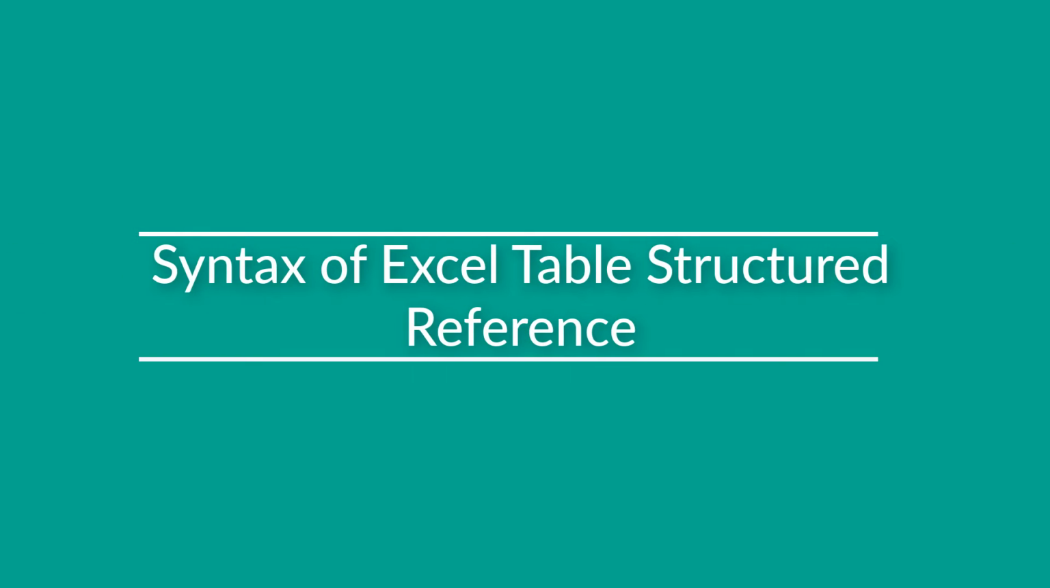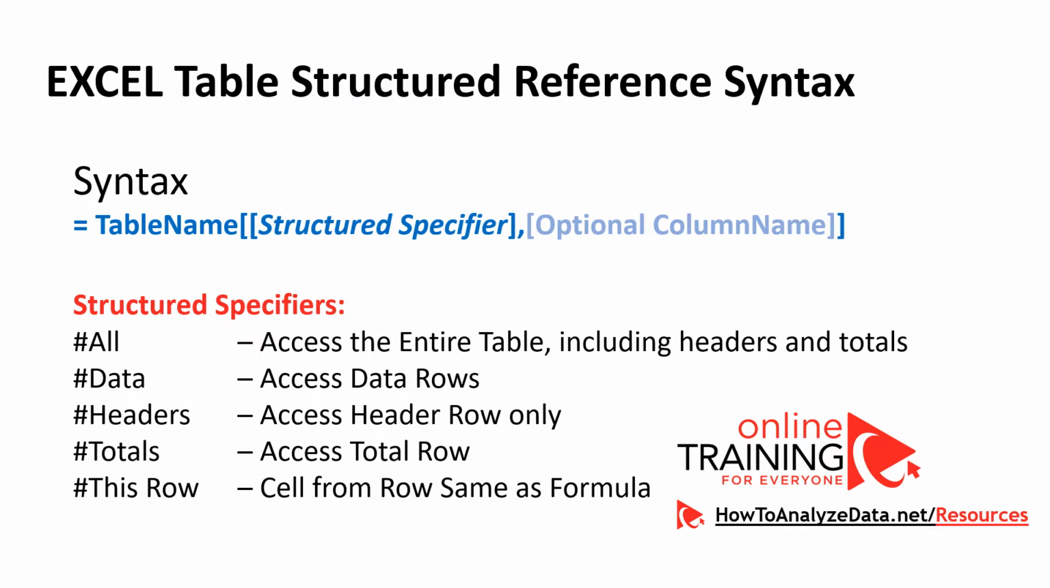Excel table values could be referenced through structured references. Typically, you would need to provide the table name and then structured specifiers, and there are 5 typical structured specifiers. To access the entire table, you just need to use the #All specifier. To access data rows, #Data; headers, #Headers; totals, #Totals; and for a specific row, you just need to use the #This Row specifier.